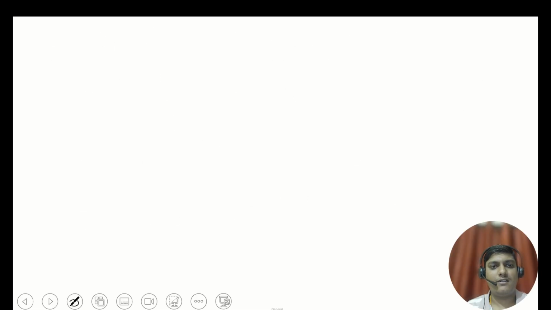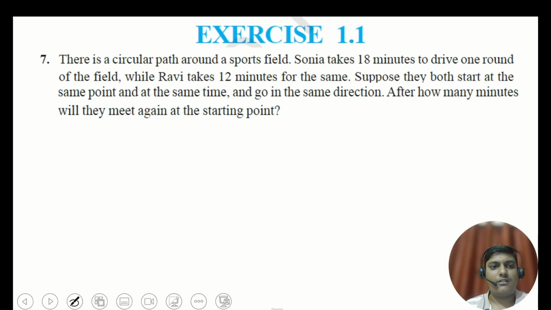Okay. Next question is question number 7. Question number 7 states that there is a circular path. So I'll just highlight it. There is a circular path around a sports field. Sonia takes 18 minutes to drive one round of the field while Ravi takes 12 minutes for the same. Suppose they both start at the same point and at the same time and go in the same direction. After how many minutes will they meet again at the starting point?